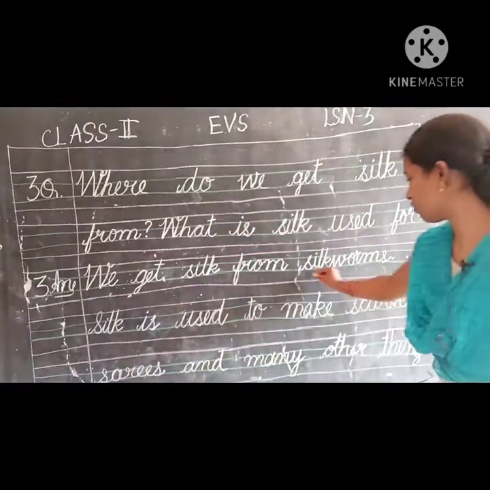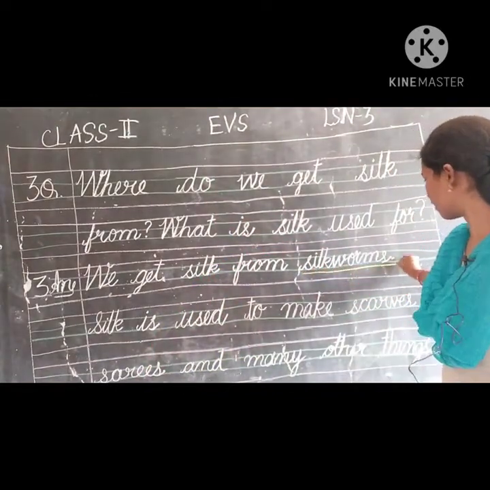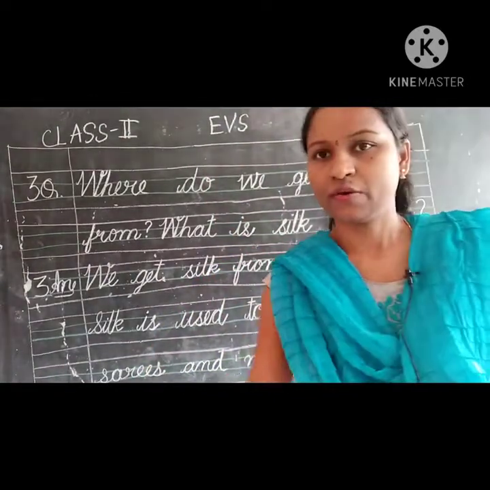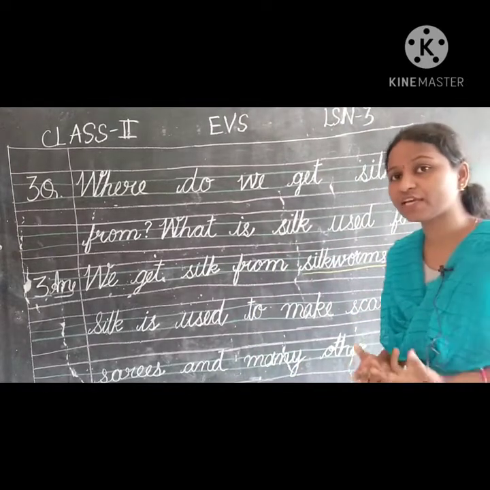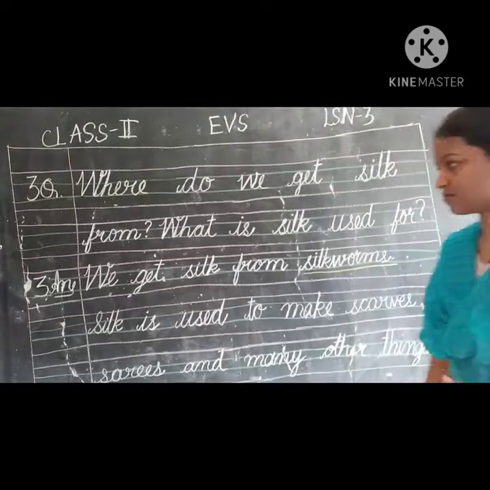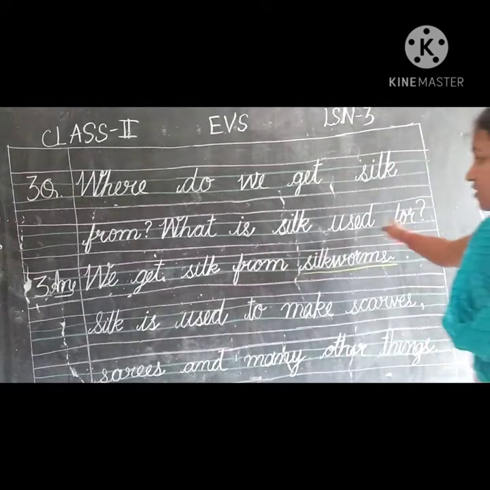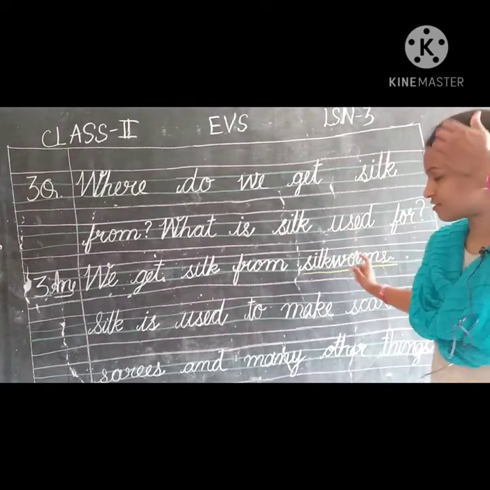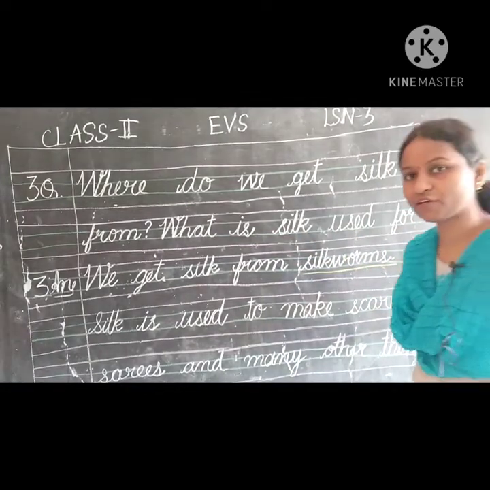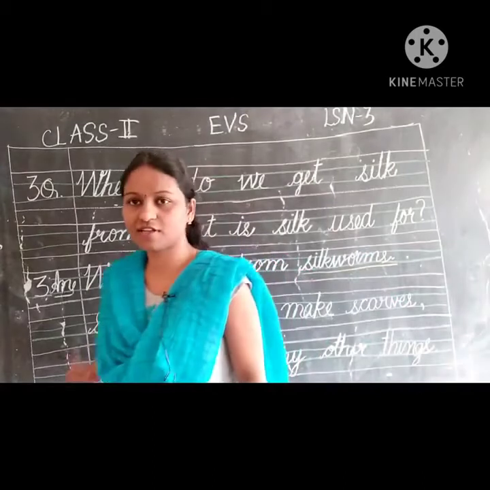Okay children, I have to underline this. Please write the silkworms. Okay, because where we are getting the silk from? We get the silk from silkworms. Okay. Next question is, what is silk used for? What is the answer? After keeping the full stop here, you have to write the capital S.